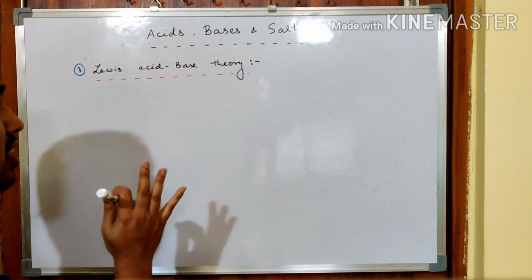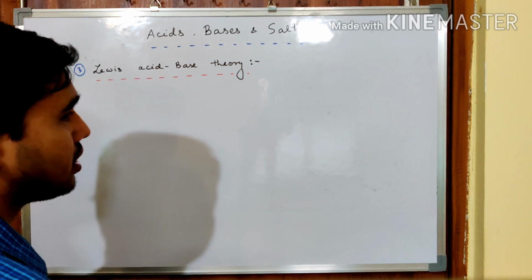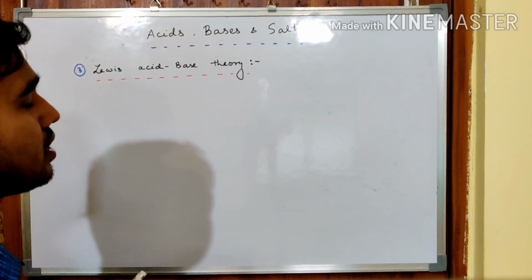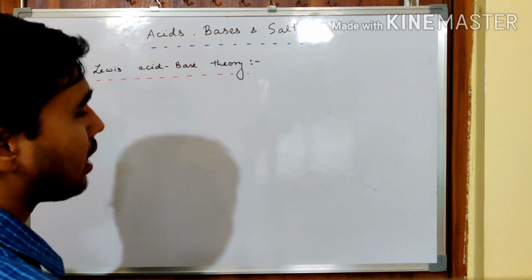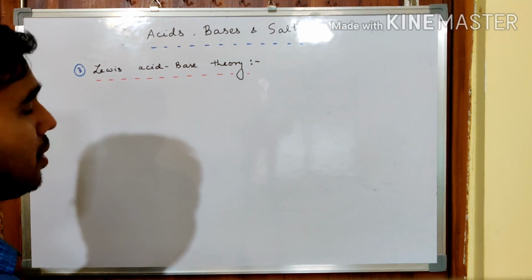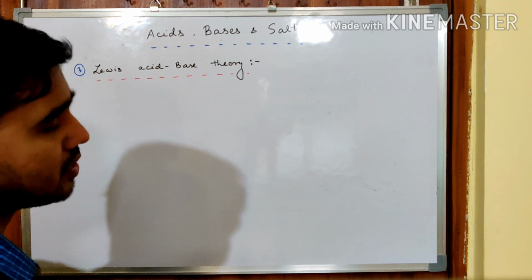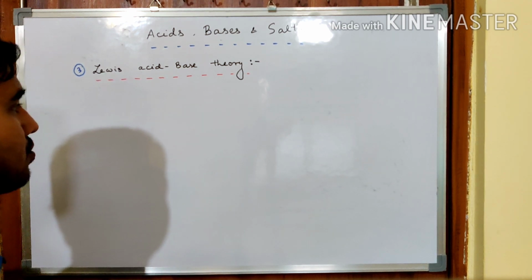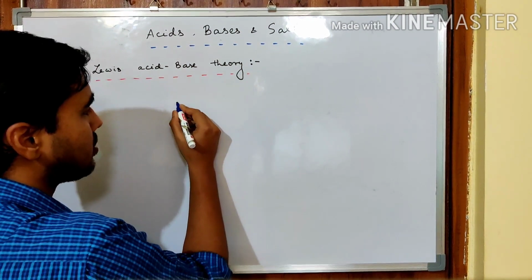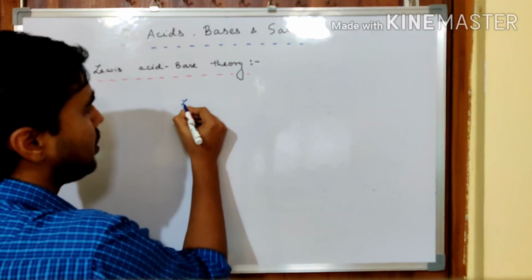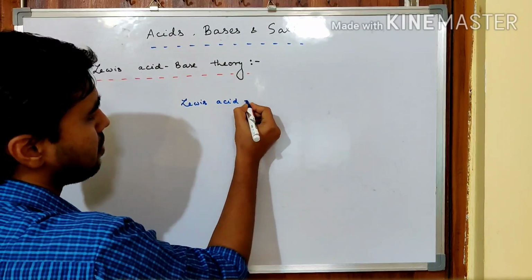It is a much more generalized concept, and it is applicable not only to the inorganic part of chemistry, but also to the broader section of chemistry. So this is, I would say, a much more generalized, much more vast concept of acids and bases, and obviously the modernized one. For that, we have to understand two things. First is Lewis acid.